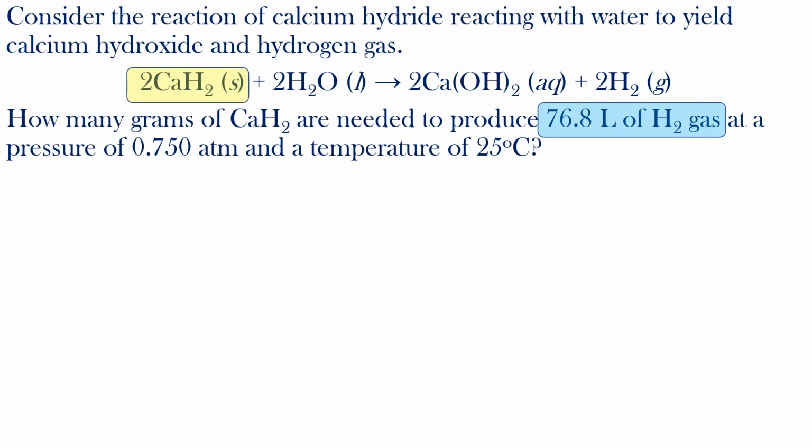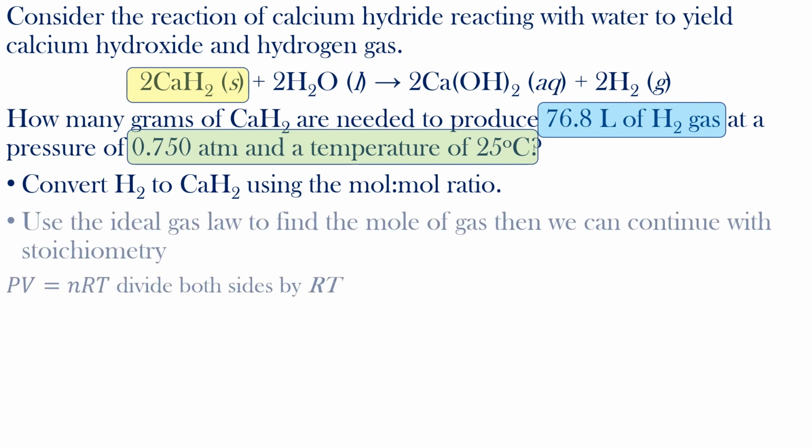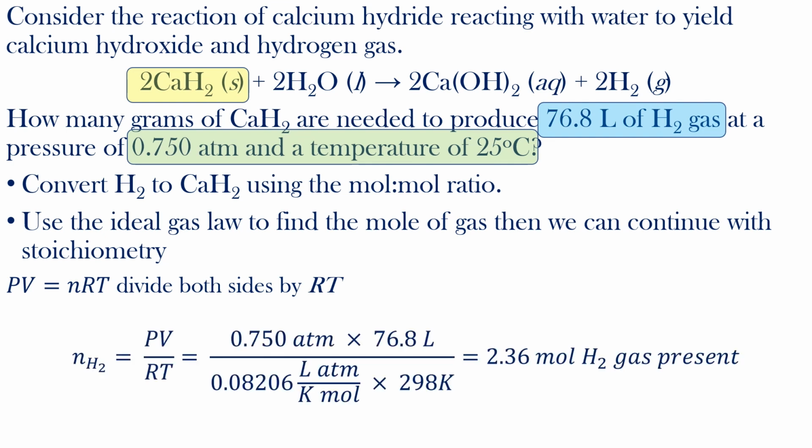The goal is to convert hydrogen gas to calcium hydride using the mole-to-mole ratio. Note that the reaction does not occur under standard conditions. Therefore, we must use the ideal gas law to find the moles of hydrogen gas first. I can find moles by dividing both sides of the ideal gas law by RT. Notice the only conversion is the temperature conversion, which has been converted to Kelvin here. Under these conditions, 76.8 liters of hydrogen gas is equal to 2.36 moles of gas.